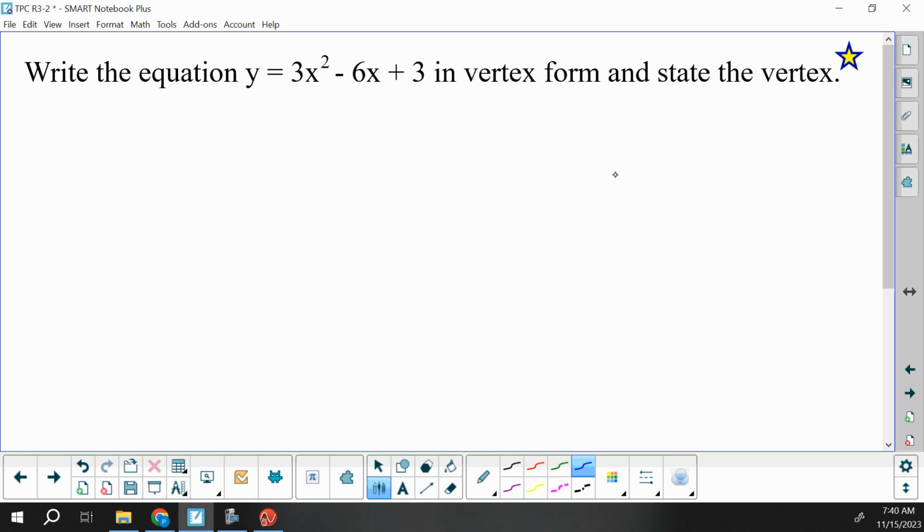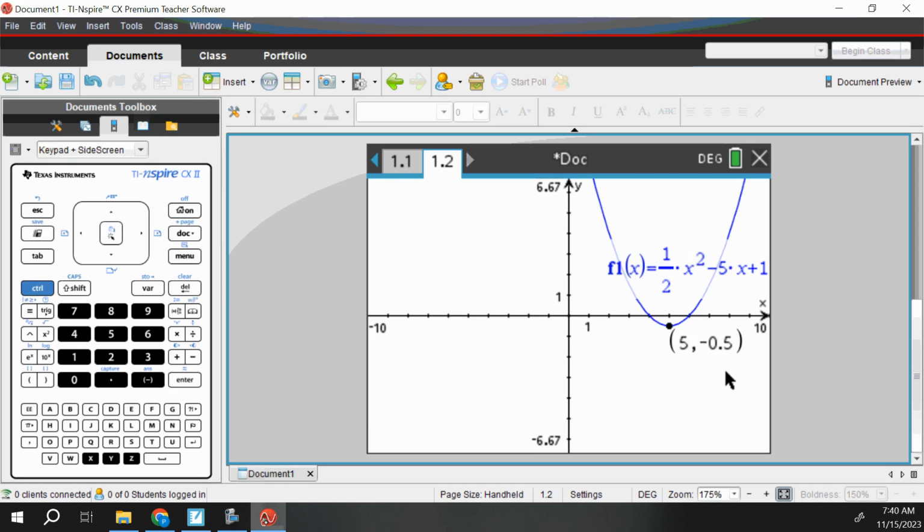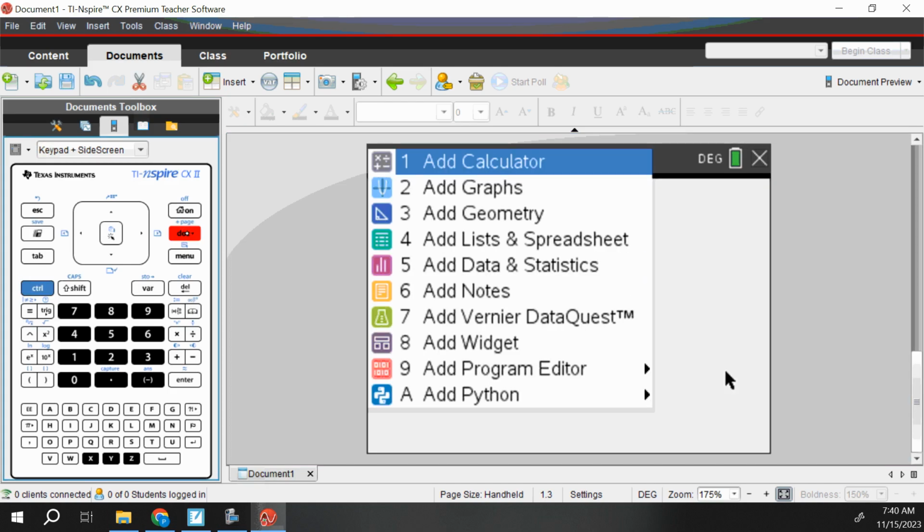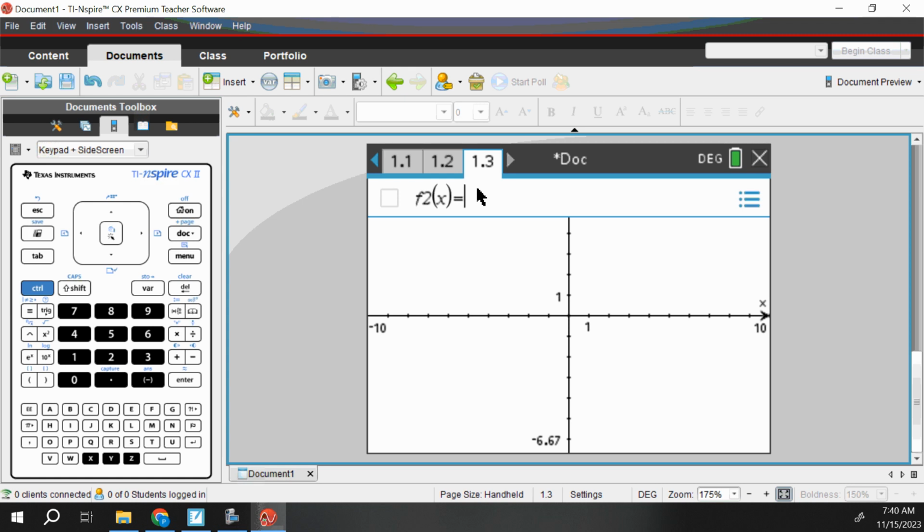All right, down on the bottom of page 6, same directions. We want to put it in vertex form and state the vertex. The fact that our a value in standard form is 3, that's going to be our a value in vertex form. So we're going to have y equals 3. We'll have something in parentheses squared, and then we'll have something on the end as well. So let's go to a graphs page. You can add a new graphs page if you want by doing Control Doc. So Control Doc adds a page. We'll add a new graphs page.